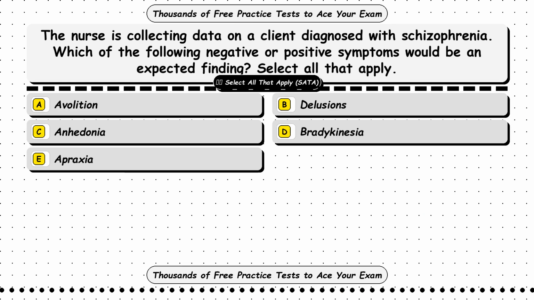Question 54. The nurse is collecting data on a client diagnosed with schizophrenia. Which of the following negative or positive symptoms would be an expected finding? Select all that apply. Option A. Avolition. Option B. Delusions. Option C. Anhedonia. Option D. Bradykinesia. Option E. Apraxia.